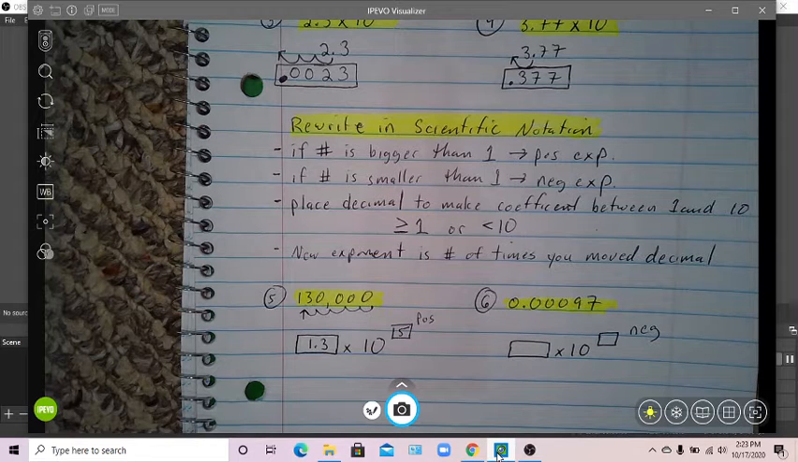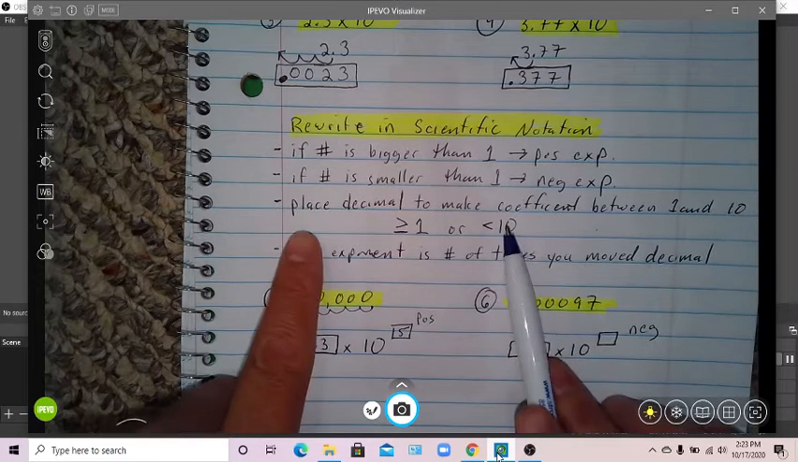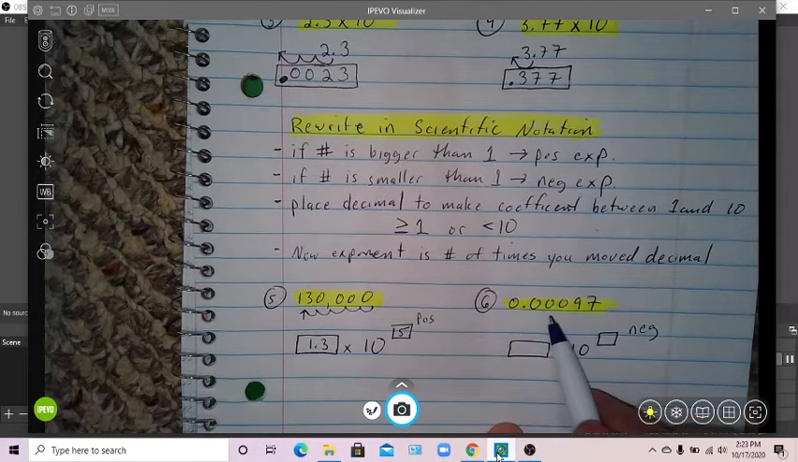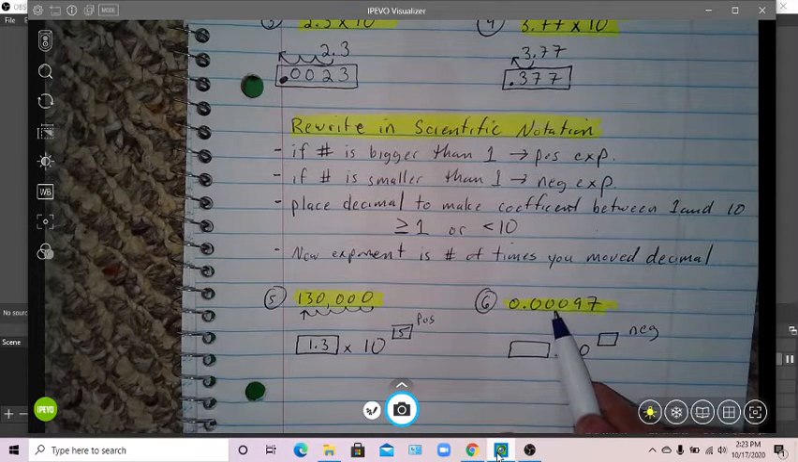Alright, so we need to place the decimal to make the coefficient between 1 and 10. So where would I put it? Between the 0 and the 9, or the 9 and the 7? If I place it between the 0 and the 9, I have 0.9.